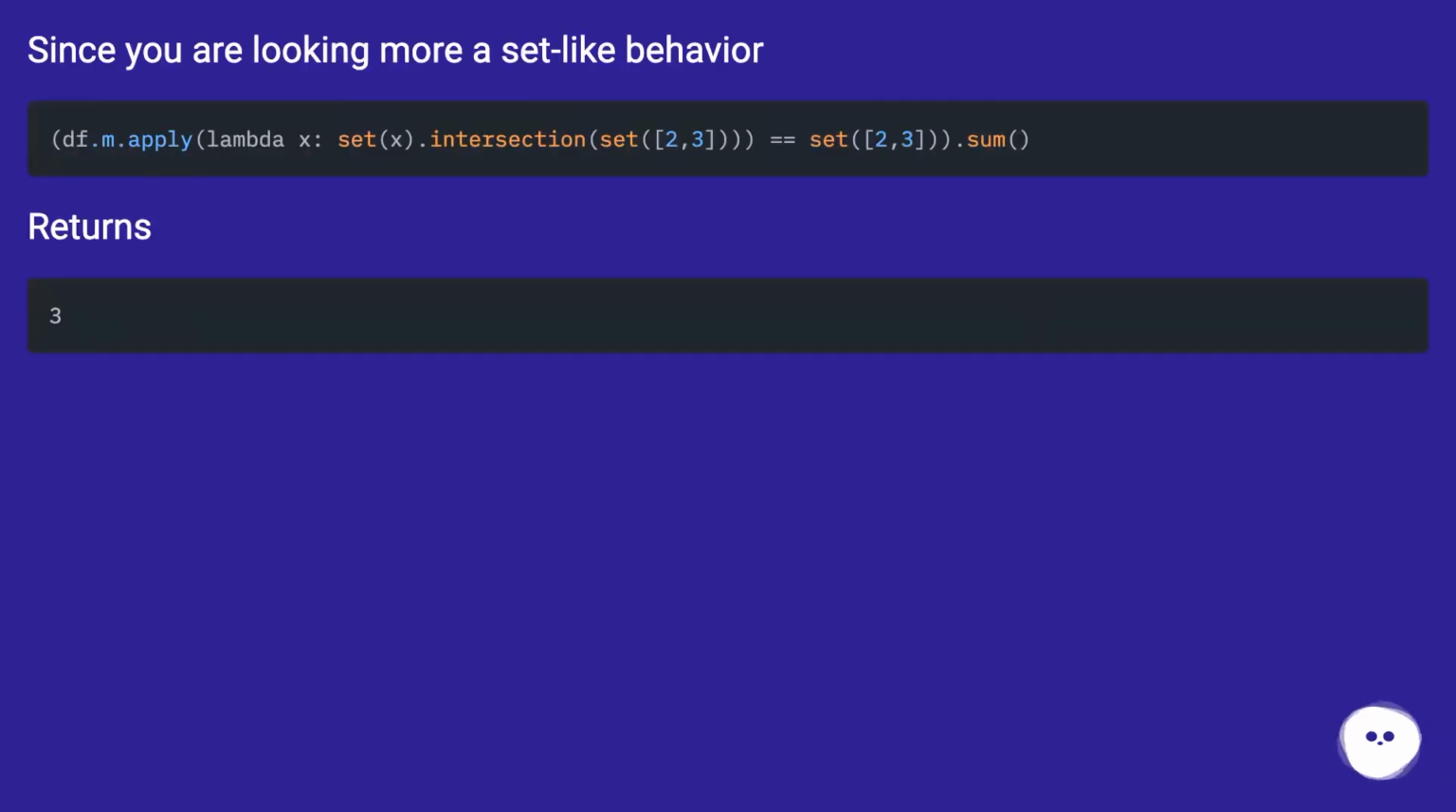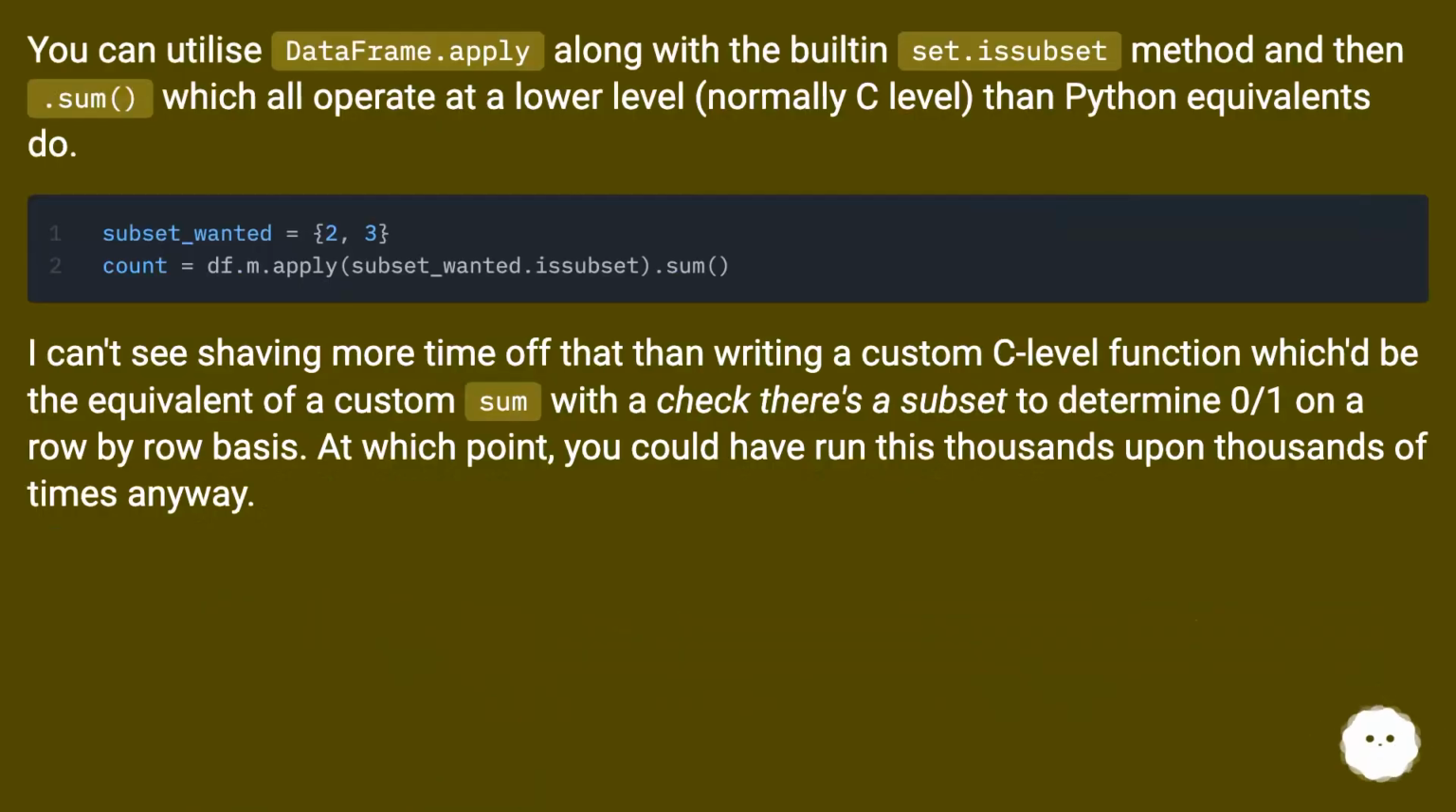Since you are looking for more set-like behavior, you can utilize dataframe.apply along with the built-in set.isSubset method and then .sum, which all operate at a lower level, normally C level, than Python equivalents do. I can't see shaving more time off that than writing a custom C-level function which would be the equivalent of a custom sum with a check that there's a subset to determine 0, 1 on a row-by-row basis. At which point, you could have run this thousands upon thousands of times anyway.